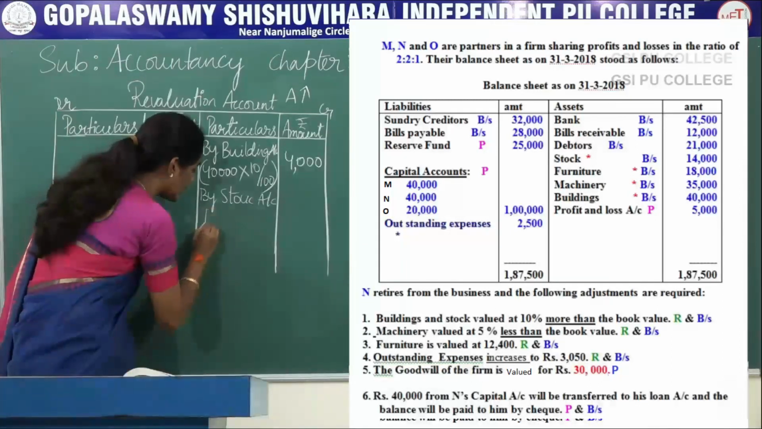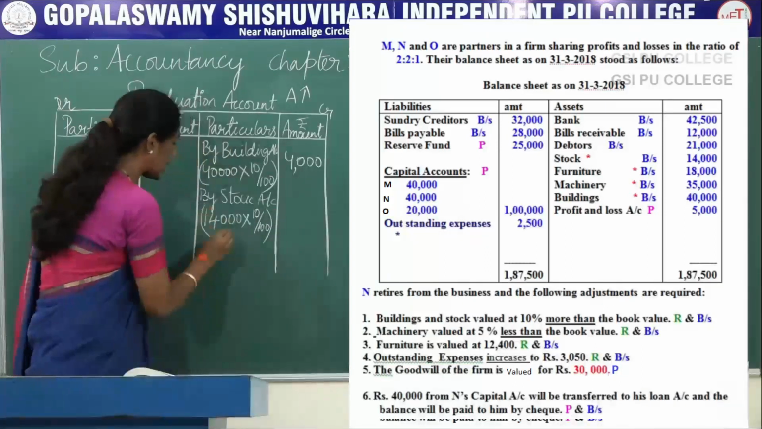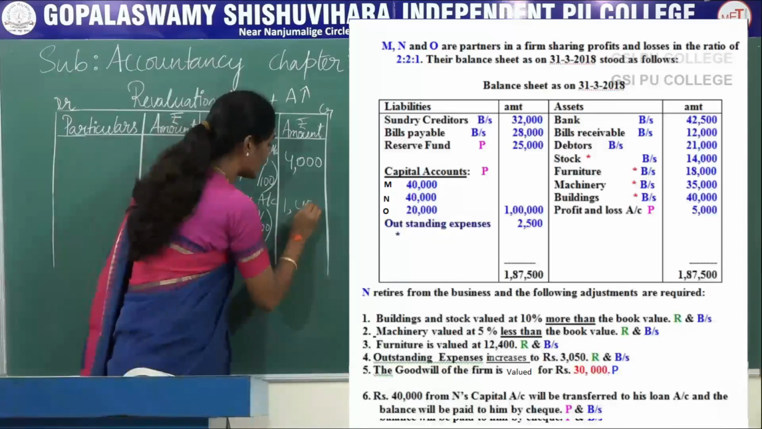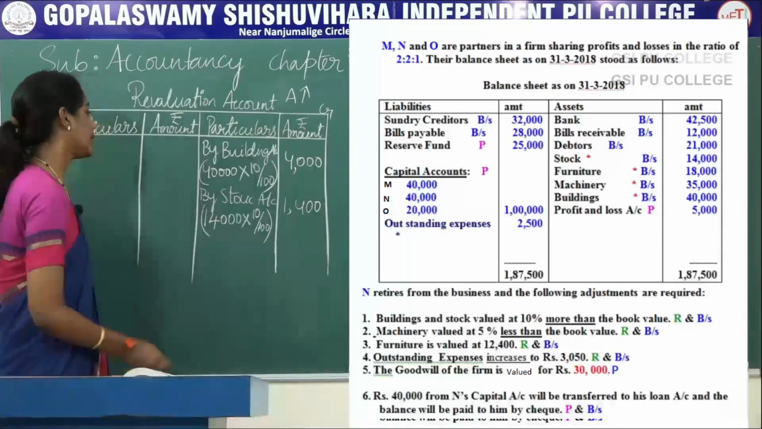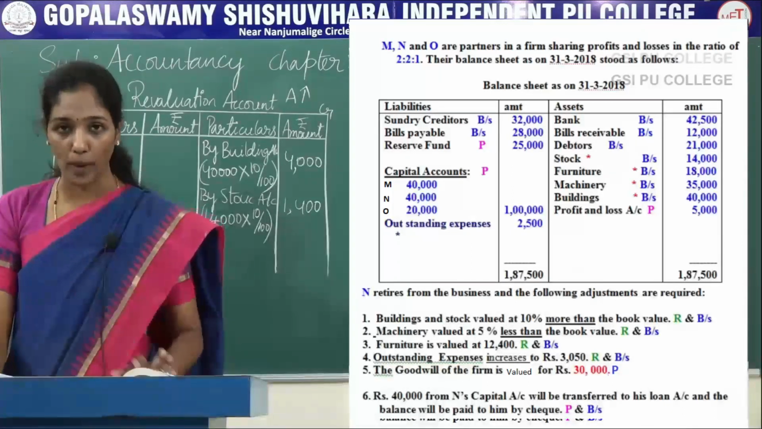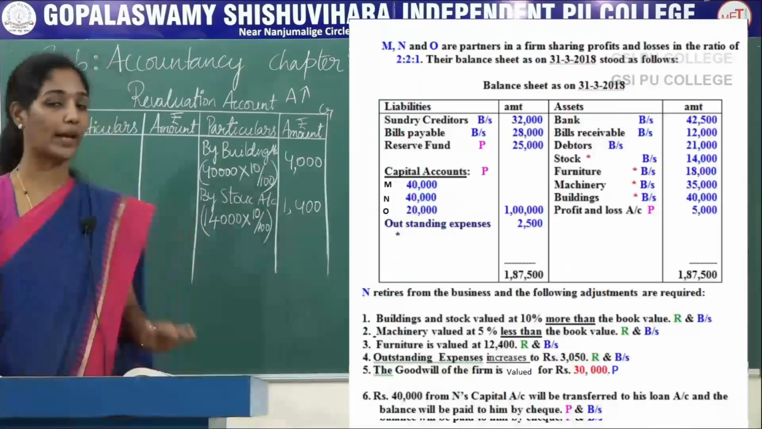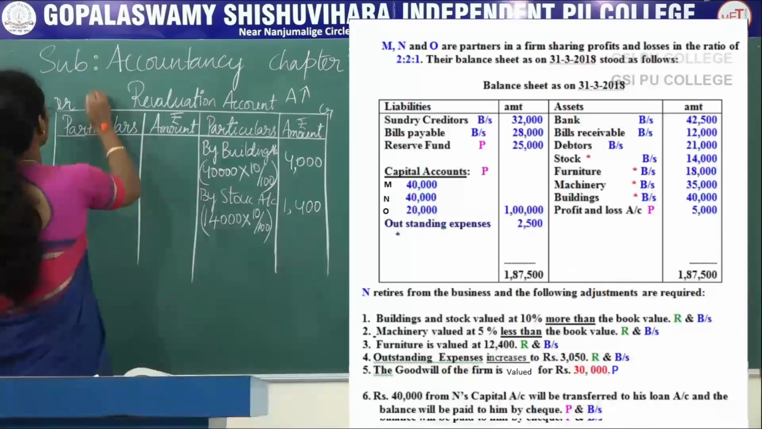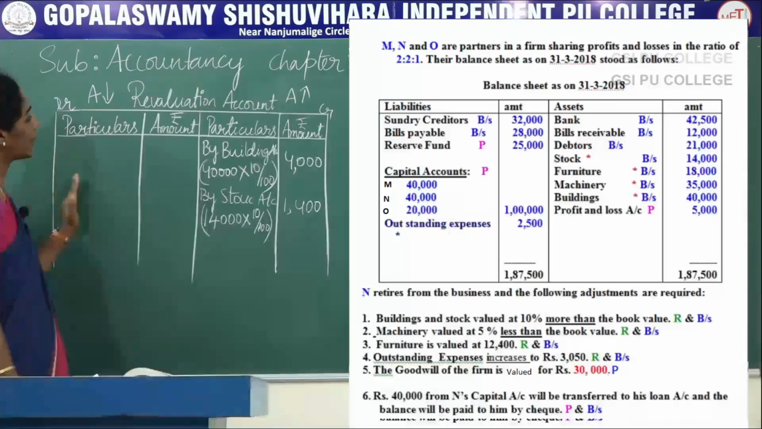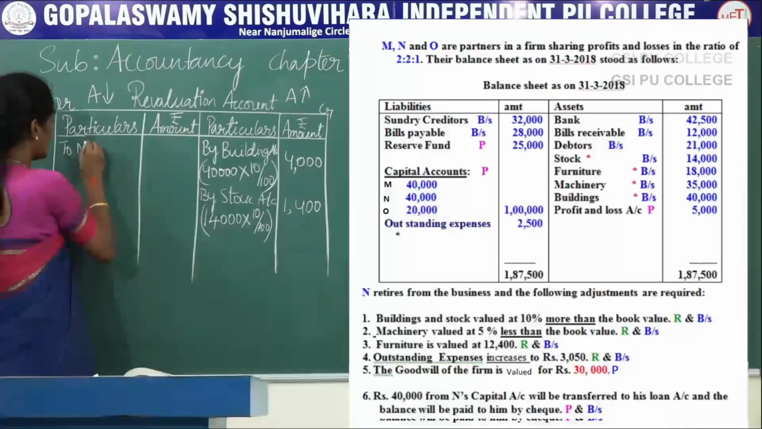The stock value is 14,000. Now the rate is 10%. So 14,000 into 10 divided by 100, 1,400. The next, machinery valued at 5% less than the book value. Whenever the asset value decreases, then it should be recorded on debit side of the revaluation account. So now this entry should be recorded on the debit side of the revaluation account as to machinery account.